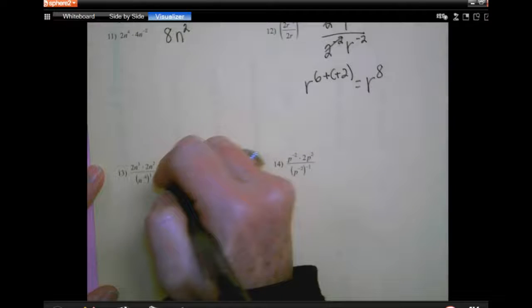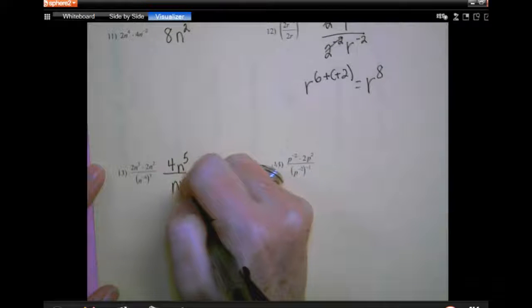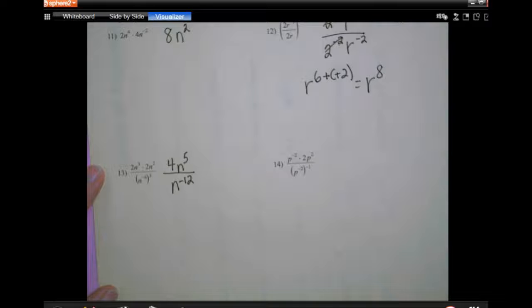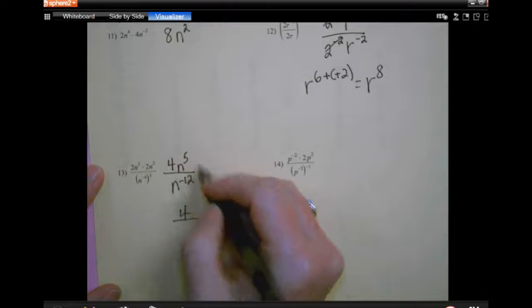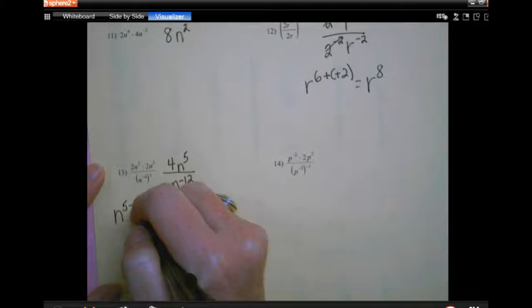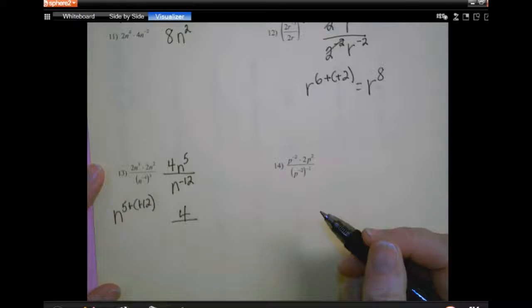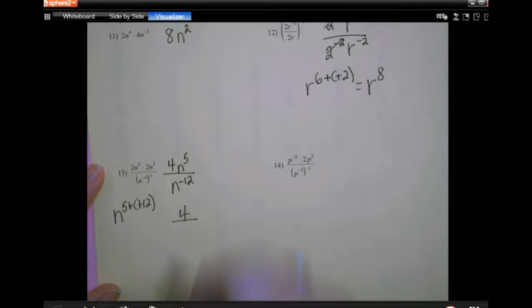So 2 times 2 on top gives me 4. And what do I do with the exponents? Add. So I get n to the 5th. And then I have n to the negative 4 raised to the 3rd. Well, that means to multiply, right? So that's n to the negative 12th. So on top I have 4. And now this is division. And what do I do with division? So I get n to the 5th minus a negative 12. So that becomes n to the 17. Is that on top or on bottom? It's on top because it's positive.